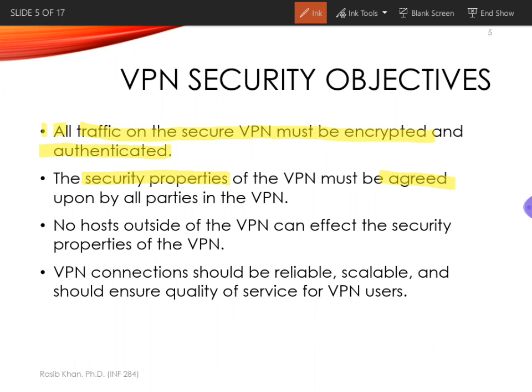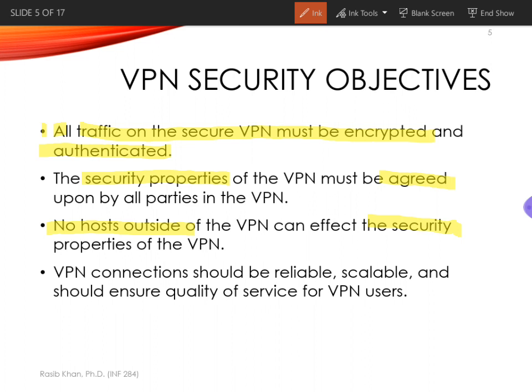Next, we say that there could be no hosts or network nodes outside of the VPN which can basically change any of the security properties of the VPN. As an example, let's say no outside host could interfere in a VPN transmission. They cannot listen to any packets which are being transferred over the VPN, or look into any packets which are being transferred over the public network, because it is a part of the virtual VPN connections.